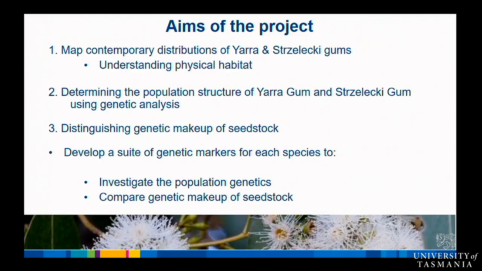So basically, I'm mapping the contemporary distributions of yarra gum and Strzelecki gum, and while I do that, I'm looking at some of the physical habitat that occurs there. So I've been looking at flowering times. These are all just quick notes that I jot down on my field sheet. So crown density, crown health, things like that. Soil type, elevation, those are all being collected for the samples that I am taking genetically.